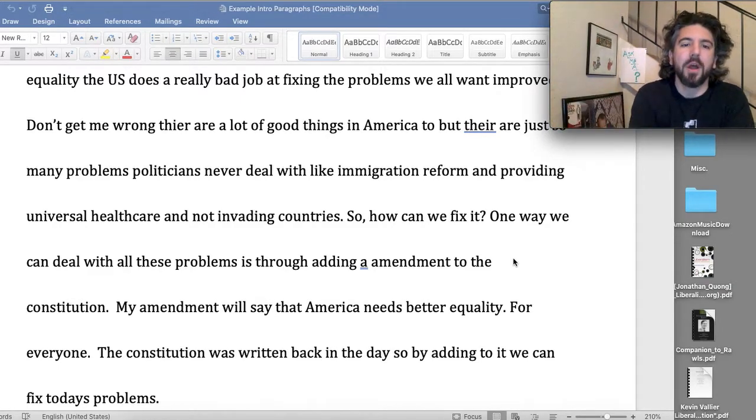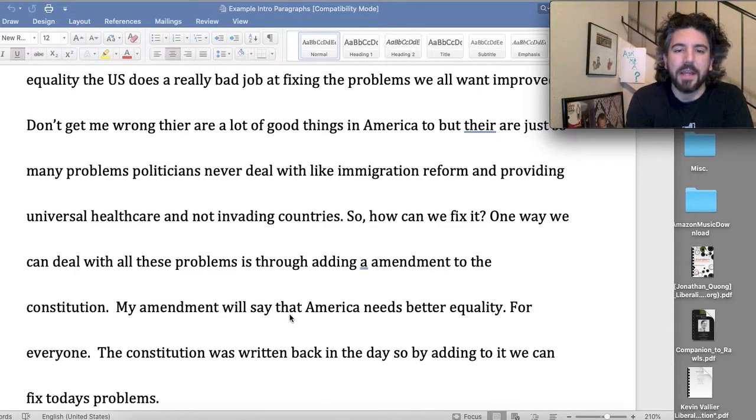One way we can deal with these problems is through adding, so again, we're not writing, our grammar is incorrect here, an amendment, I should say, to the Constitution. Generally, I would capitalize Constitution because it's referring to the American context, this American document, its name, the U.S. Constitution. Other countries can have constitutions, but I would say the correct grammar there is to capitalize that. I won't mark you down if you don't.